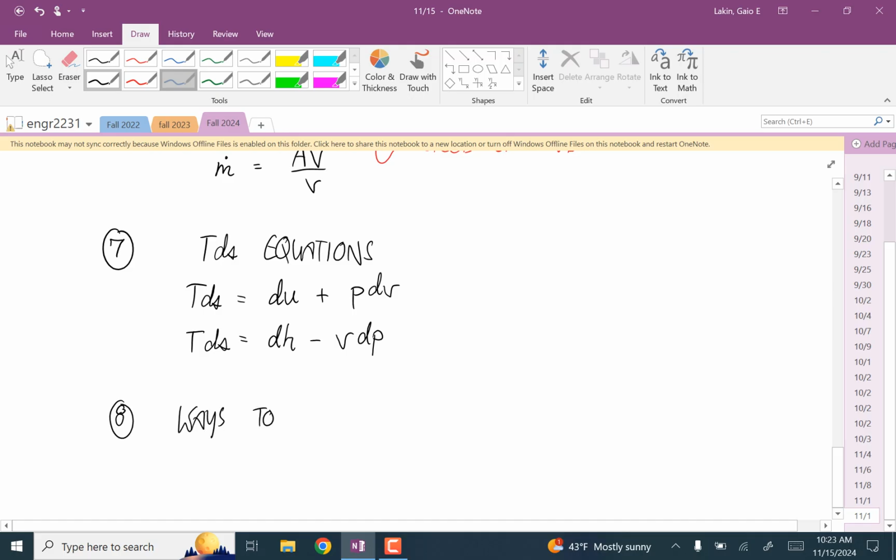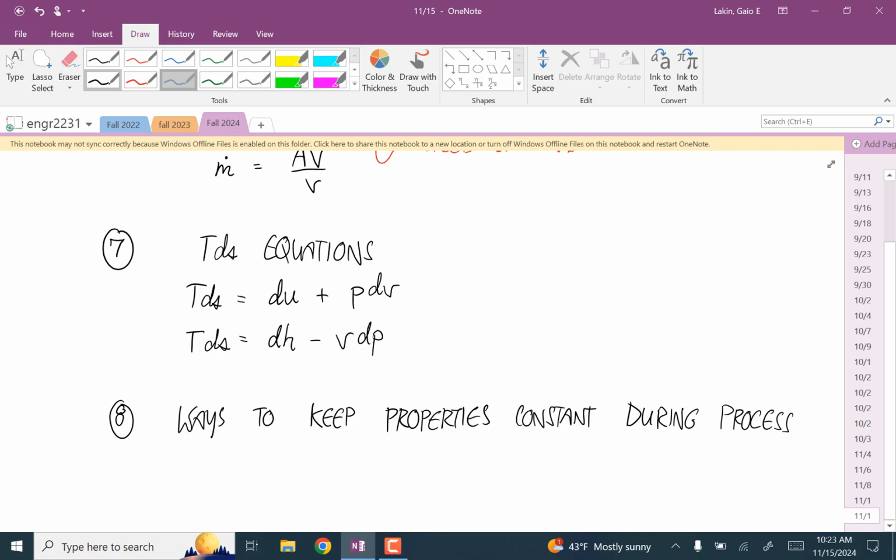So now here are some ways to keep properties constant during a process. The reason this is useful is in case a problem gives this as a hint for you to know that that property is held constant. Okay? So the first one is constant pressure.